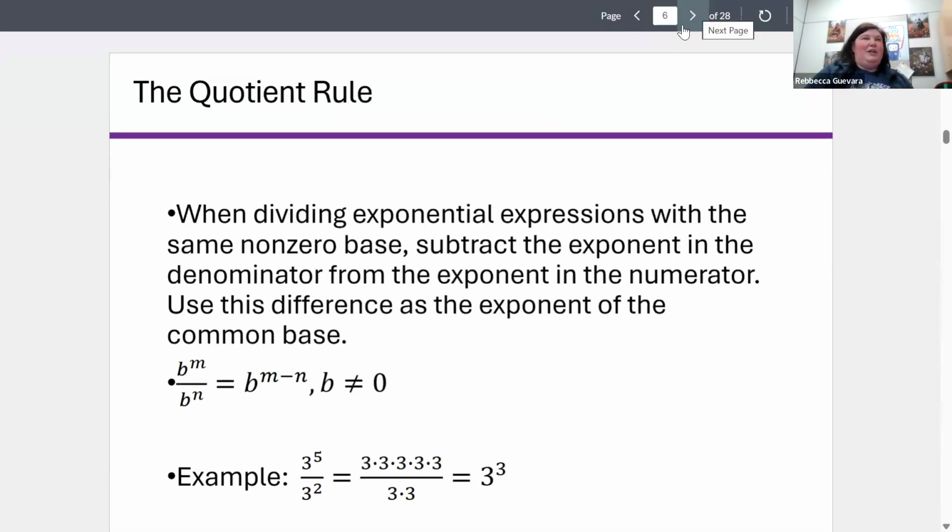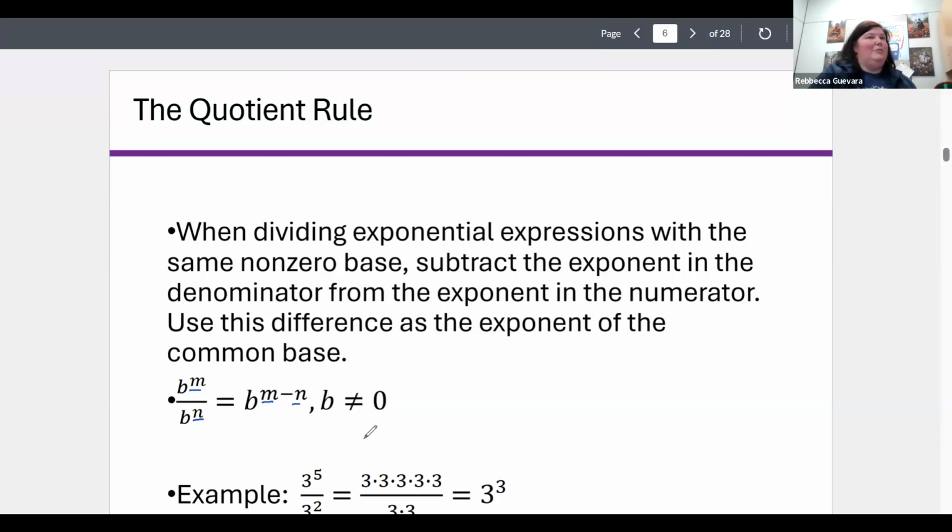Quotient rule, very similar to the product rule. When dividing exponential expressions with the same non-zero base, subtract the exponent in the denominator from the exponent in the numerator. We use this difference as the exponent for the common base. Basically, if I have the same base b, b to the power of m, divided by b to the power of n, that is equal to b to the power of m minus n. Whatever is your numerator is the first one, and whatever is your denominator is the second number here.